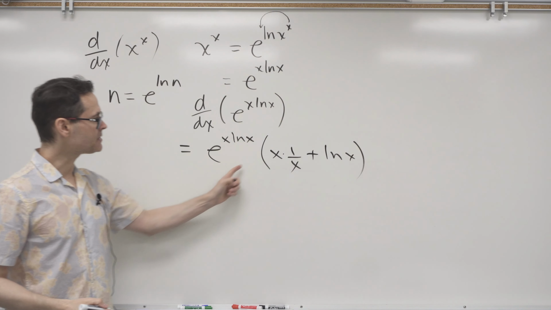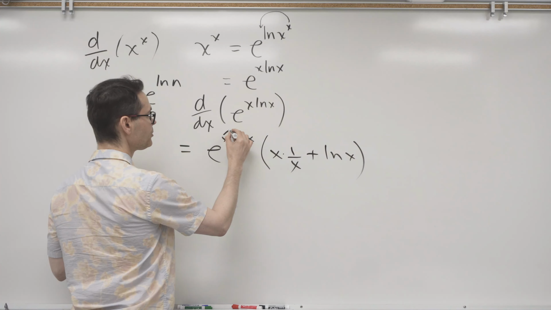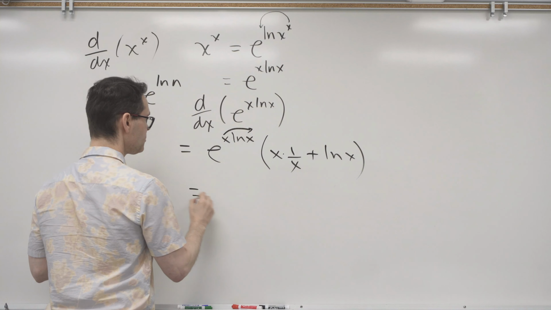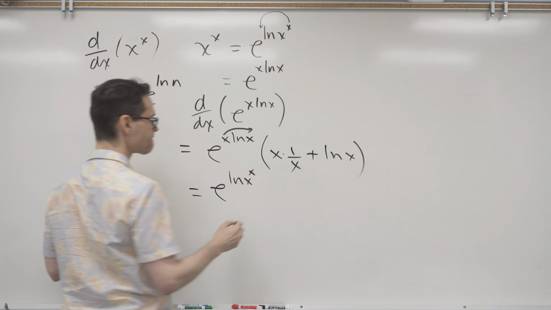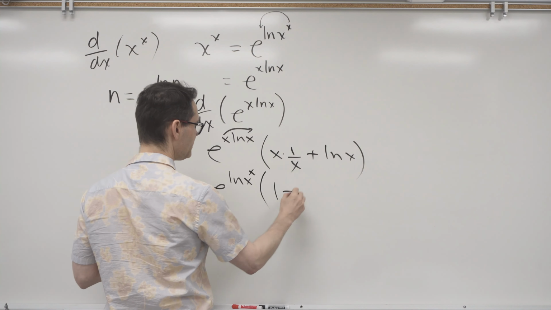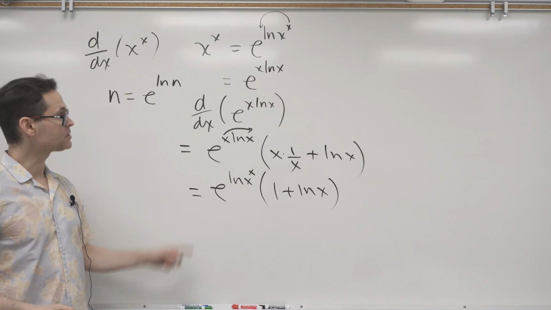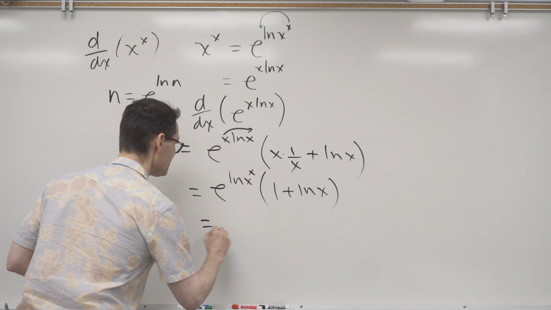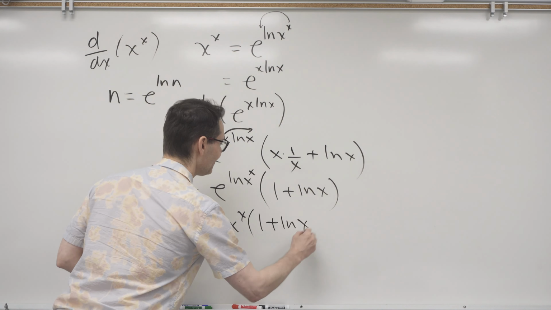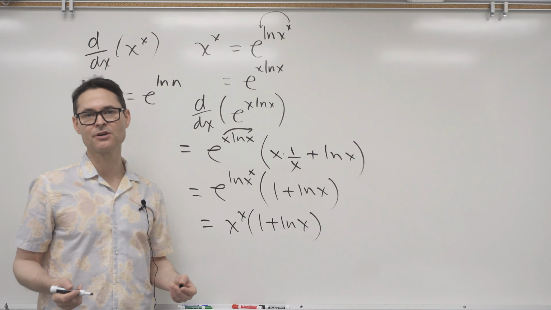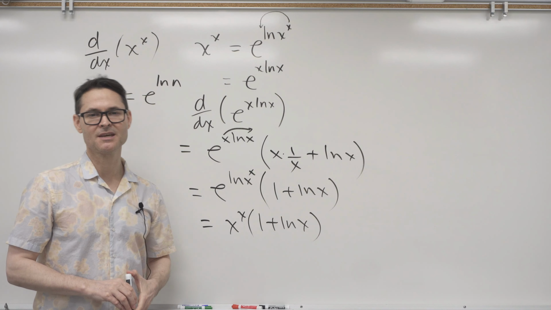And then I could take this and just return it back to its original form. I could bring that x back up, e to the ln of x to the x, multiplied by 1 plus ln x. And then I could just take that back to its original form, x to the x, which is equal to x to the x times 1 plus ln x. And you see you get the same answer when you use logarithmic differentiation. Both methods will give you the same answer.